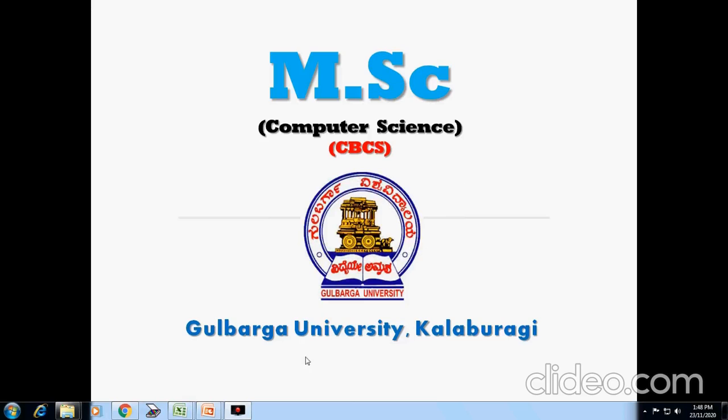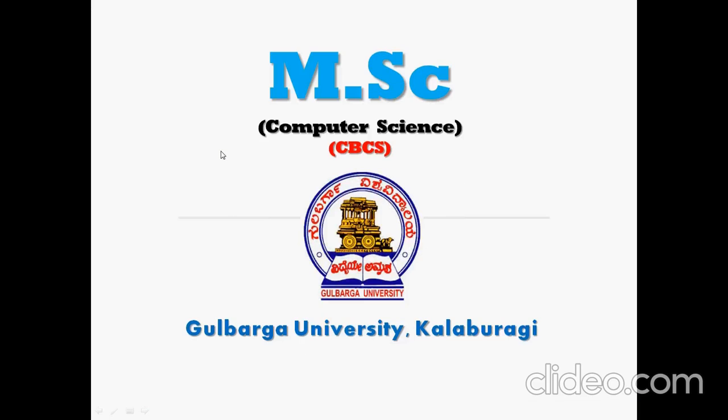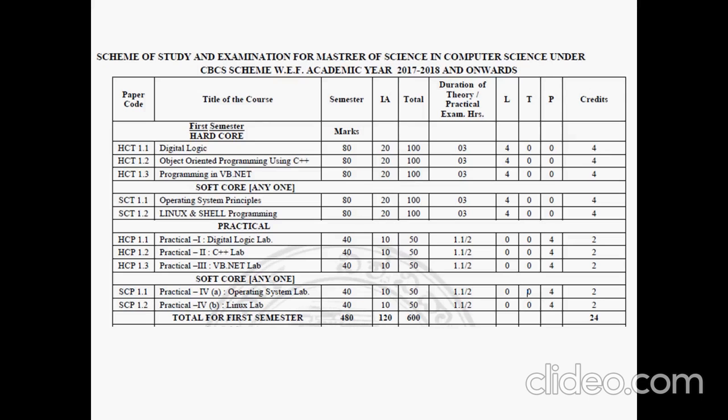Everyone, in this video I am going to explain the syllabus of the MSc Computer Science first semester. In the first semester, the first paper is hardcore subject 1.1, that is digital logic, for 100 marks, 80 external and 20 internal, and it will have 4 credits.